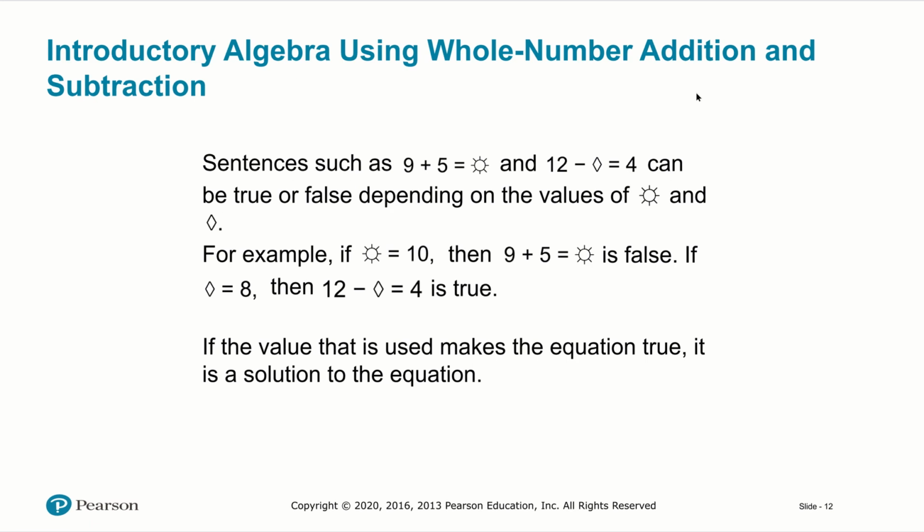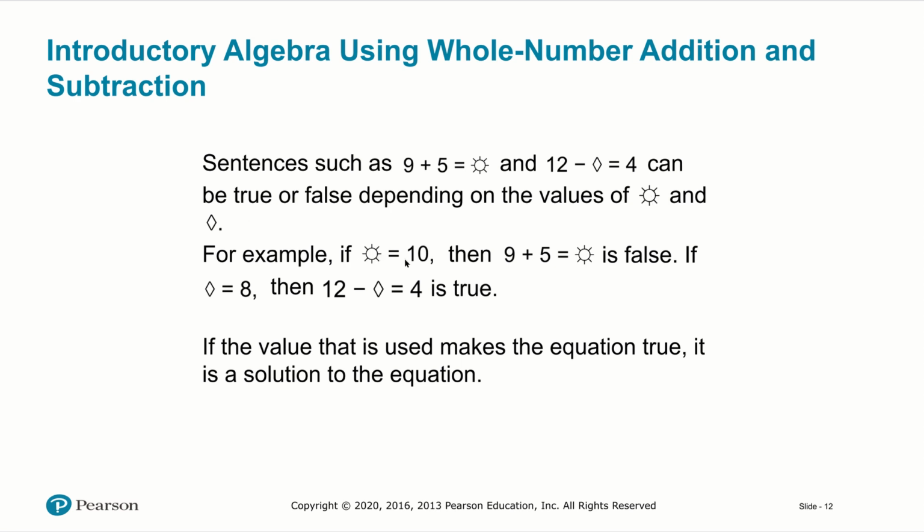The process that we just saw is kind of a segue into introductory algebra using whole number addition and subtraction. Sentences such as 9 plus 5 equals some shape that we use, like a star, or 12 minus diamond equals 4. They can be true or false depending on the value of the shapes, whether we use a star or a diamond.